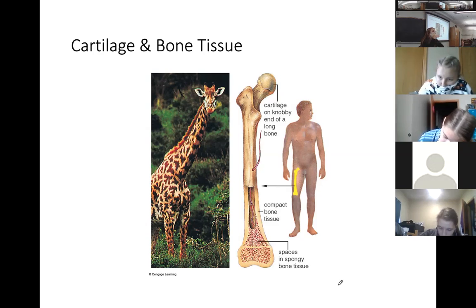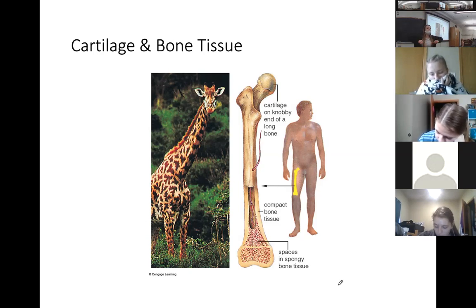So cartilage can be found on the ends of long bones, which kind of makes sense, right? The long bones in our body are like our femur and our humerus, okay? And think about where most of the bending happens in your body. You've got some bending at your elbow, you have some bending like this, now I'm doing the chicken dance, and then you've got some bending in your knee.